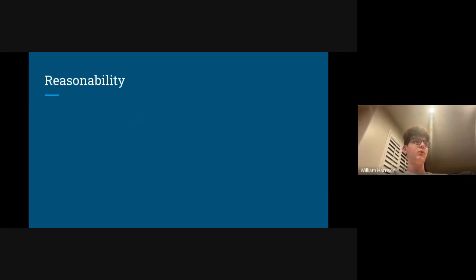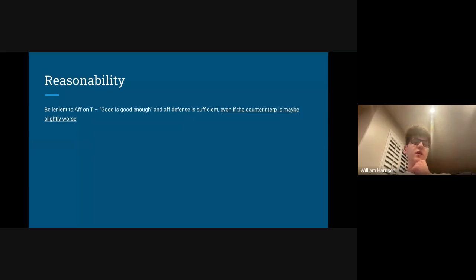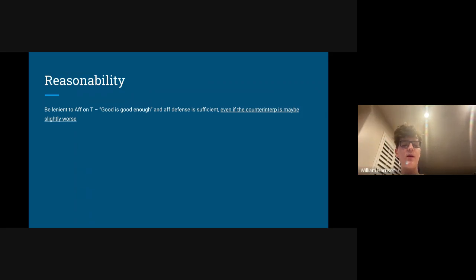All right, reasonability. This is a big one. Reasonability is a reason why T is not really a voting issue. So the AFF is essentially arguing that you ought to be lenient to the affirmative on T. "Good is good enough" is a phrase you'll see a lot in these debates. It's arguing that the AFF's defense is sufficient and that you should have a very high bar for voting on topicality, so that the AFF defense is sufficient, even if the counter interp is maybe a little bit worse than the interpretation. And we'll get to why.